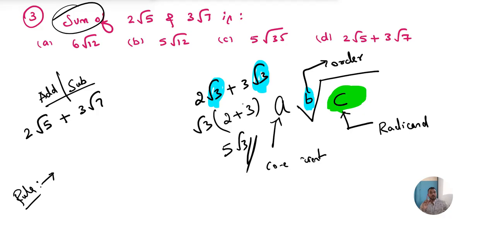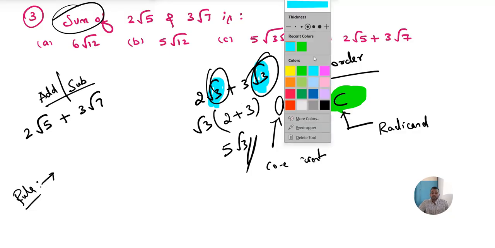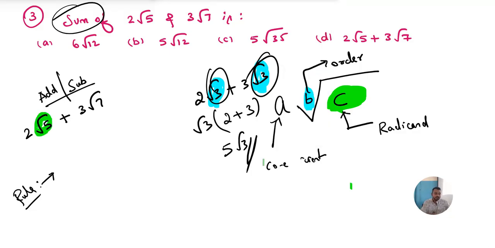If you want to add or subtract, both these surds should remain the same. Then only we can add the coefficients. Order should remain the same. Are the orders the same here? Check. Is in this given question the orders are the same? I mean, is the given surd the same?